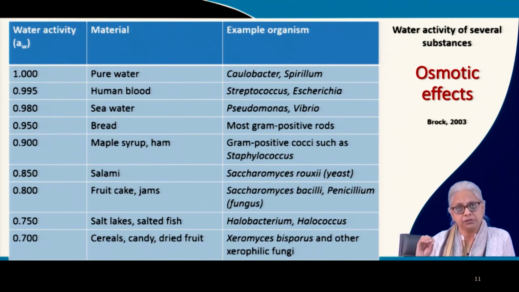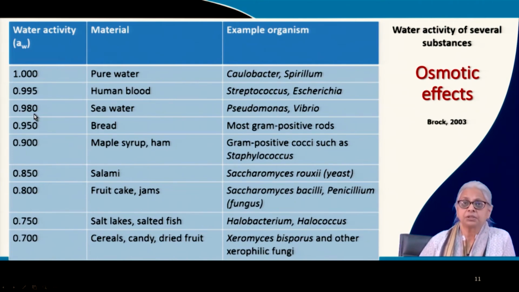So the ionic strength generally is higher, and therefore the water activity is lower. Pure water, which has an activity of 1, does allow certain bacteria to survive, Caulobacter and Spirillum. Human blood doesn't have very low water activity compared to pure water, it's 0.995, and Streptococcus, E. coli and several pathogenic organisms are capable of surviving under those conditions.